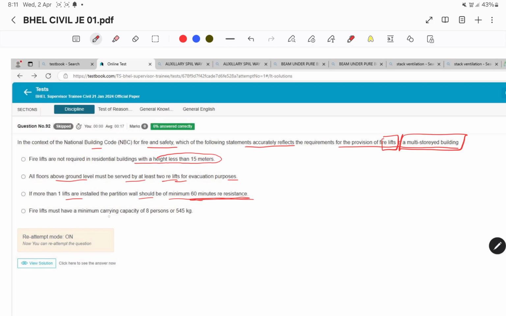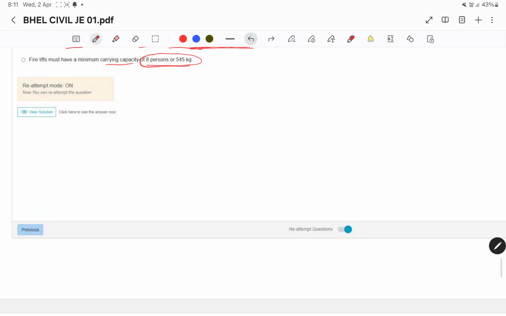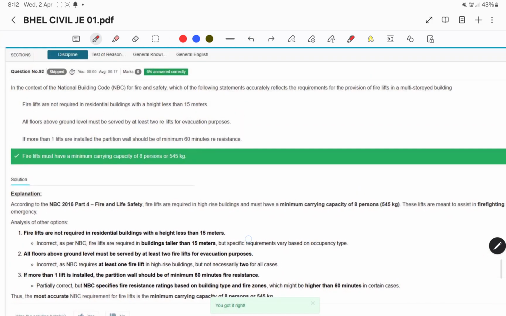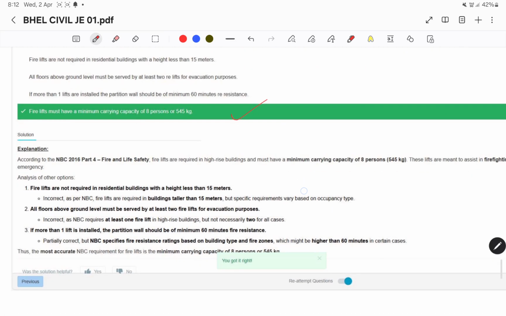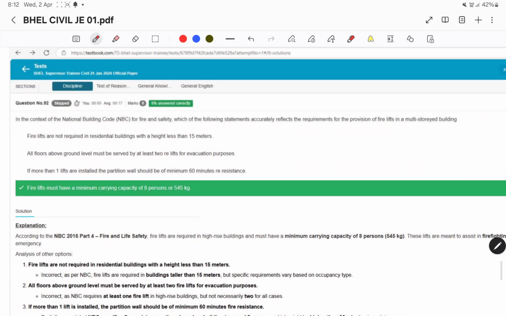Fire lift must have a minimum carrying capacity of 545 kilograms. ये सही. अगला क्वेश्चन देखते हैं.